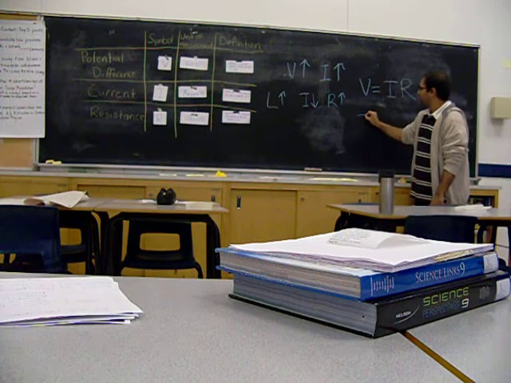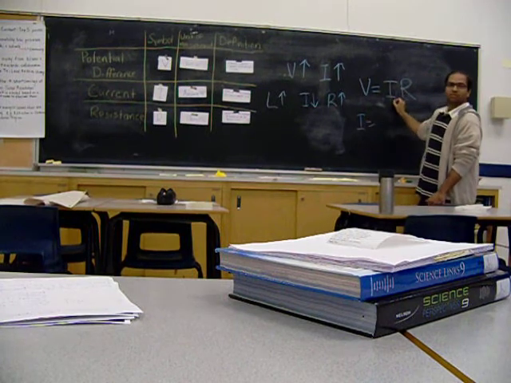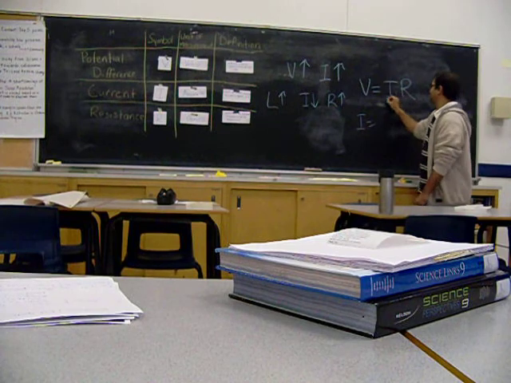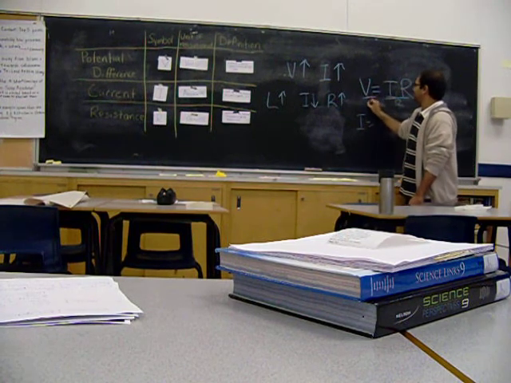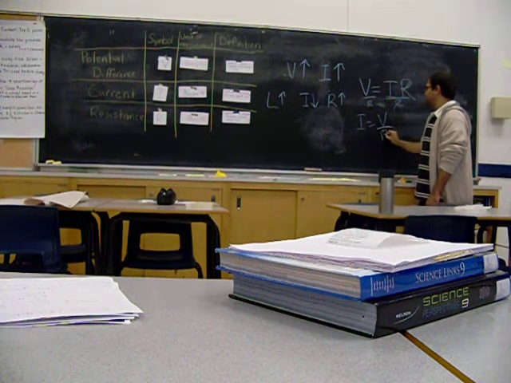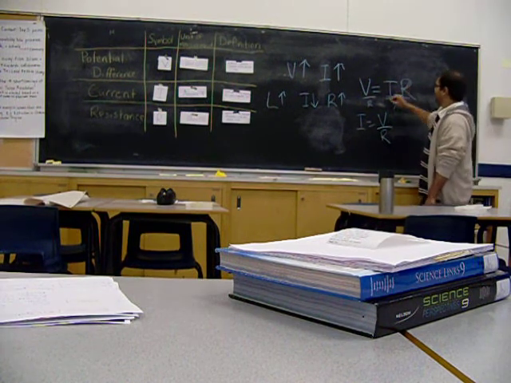So if we wanted to solve for current, what would we do to this formula? Divide by R. Divide both sides by R, right? If we divide both sides by R, we get a new formula. Current is equal to voltage over resistance.